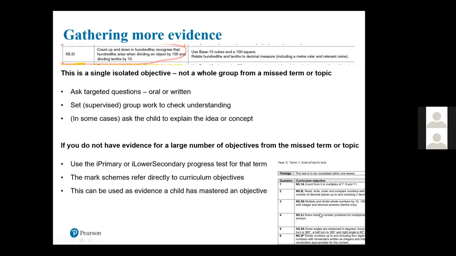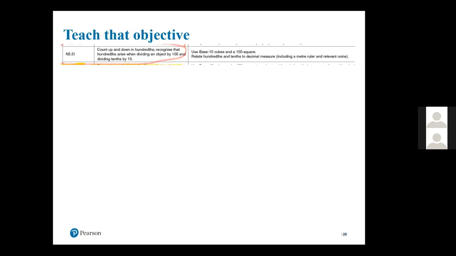You can see an example of a mark scheme, just a little corner at the bottom there, and the objective that each question refers to. So we still don't have any evidence after all that, that Kevin has mastered this objective. In fact, we're now pretty sure that he hasn't.